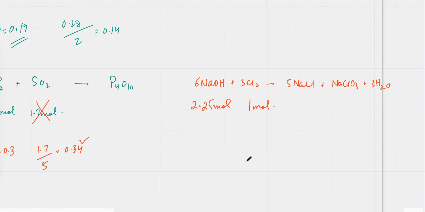Cl2. What's 2.25 divided by 6? What's 1 mole divided by 3? Which one is the bigger? 2.25 divided by 6 is 0.375, so 0.38. And this one is 0.33, right? So this is the bigger number. That's the one that's in excess. Okay, so all calculations would be done using the moles of chlorine. Is that clear?